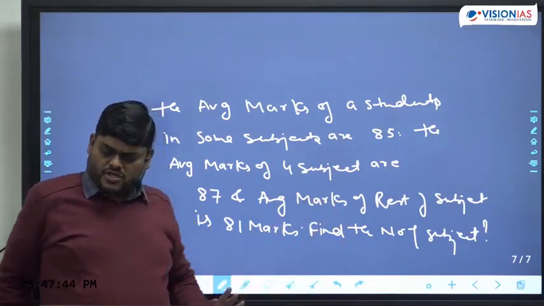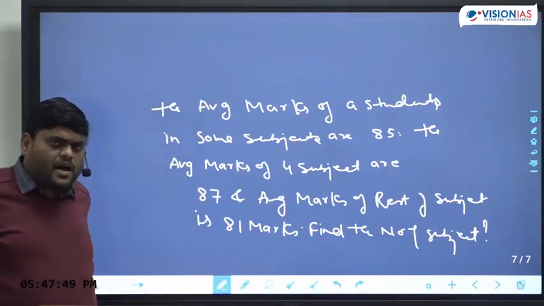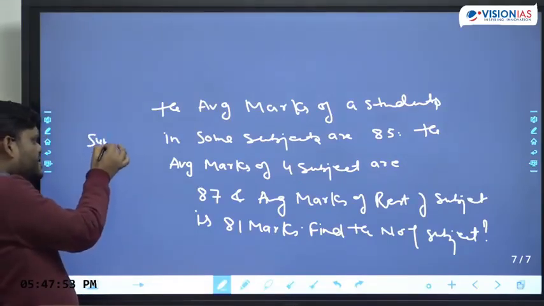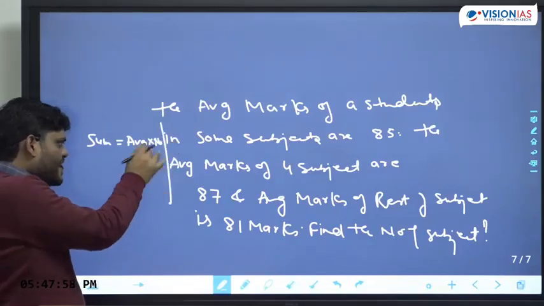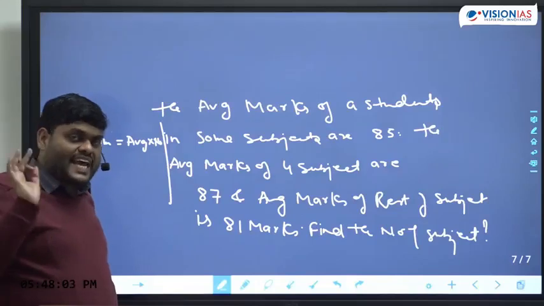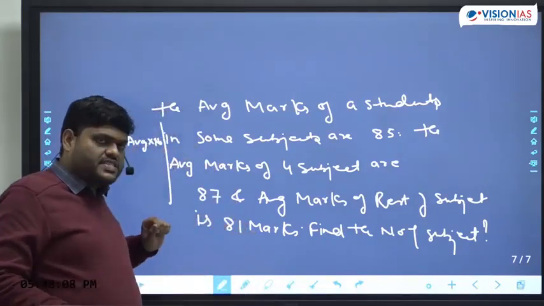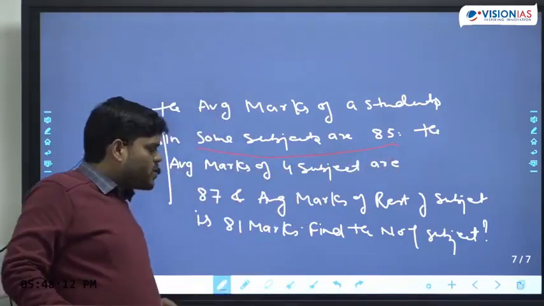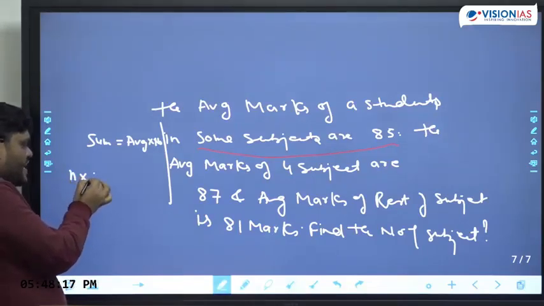A very simple question which we can solve very easily. Always understand what is the sum of observations. The sum of observations is always average into number of observations. This is by formula we can say. So here, let's suppose total subjects is n. If subjects are n and their average is 85, the sum of observations will be n into 85.